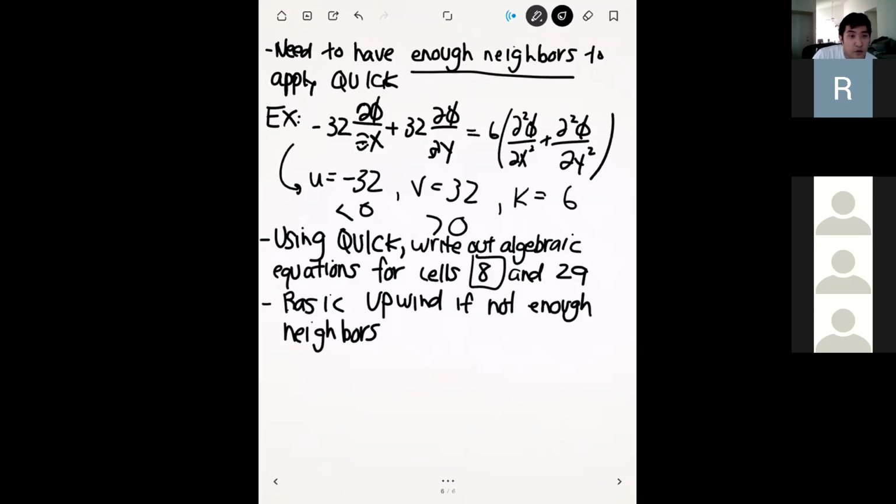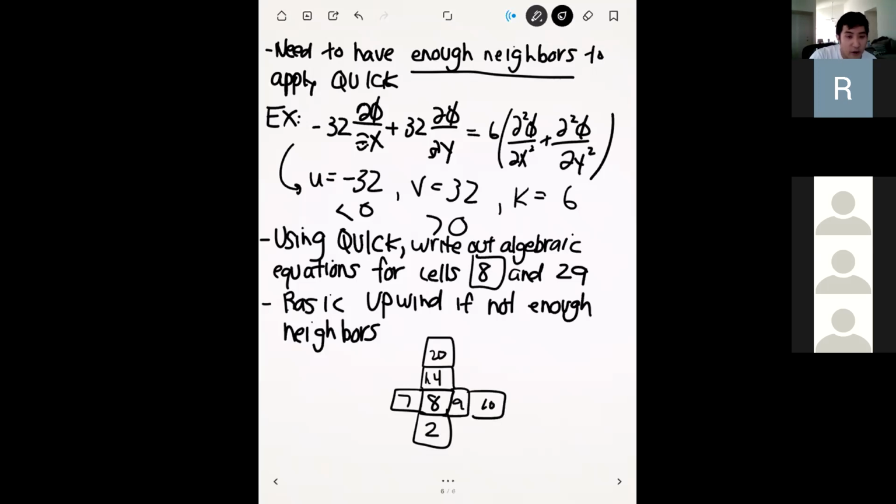So let me draw you the grid of what that looks like, because for this problem in the higher order, I gave you a special grid. Let's say we have cell 8 right here. Below cell 8, we have cell 2, and to the left of cell 8, we have cell 7. On top of cell 8, we have two neighbors to the north, cell 14 and cell 20. And to the right of cell 8, we have cells 9 and 10.